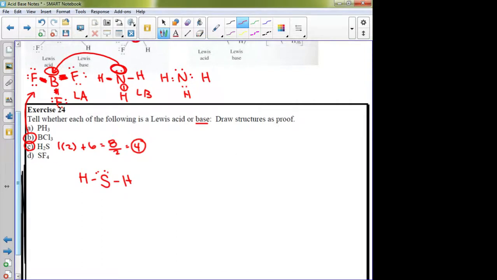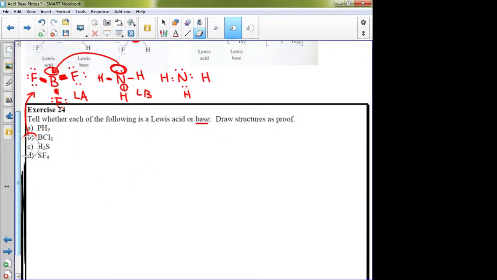All right, is this going to be a Lewis acid, Lewis base? Lewis base. Now, D is the only one where we start to get a tad bit tricky. But we're not going to let it faze us. Okay? We're not going to let it faze us at all.